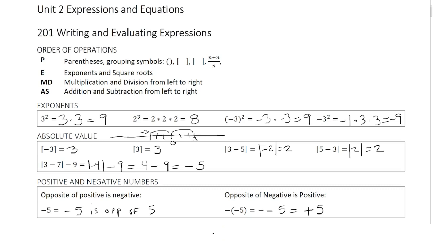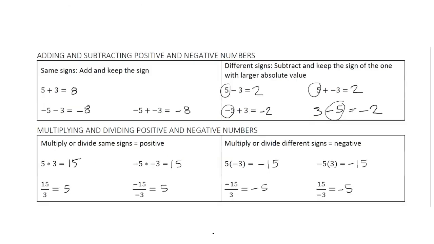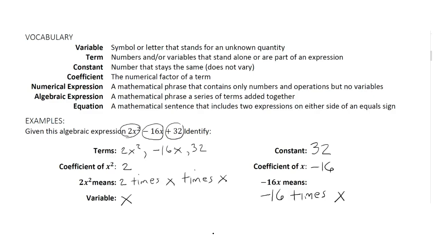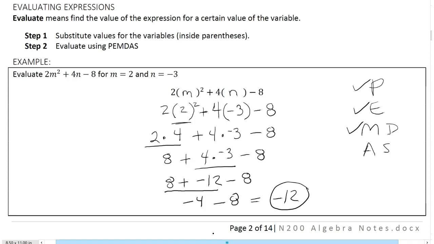We have reviewed several topics today: exponents, absolute value, positive and negative numbers. Also, we practiced adding and subtracting positive and negative numbers and multiplying and dividing positive and negative numbers. We practiced order of operations. We reviewed vocabulary. We evaluated expressions, and finally recalled even more vocabulary. Please refer often to these notes as you progress through the unit.